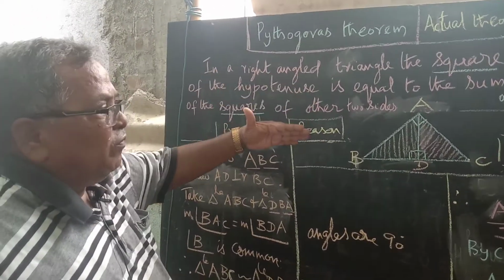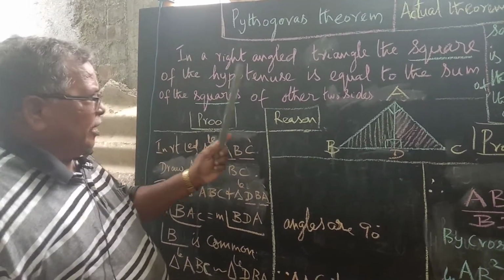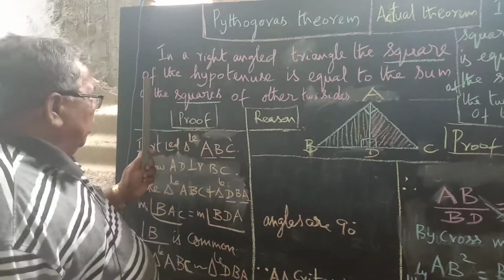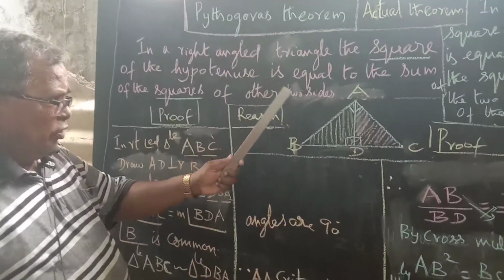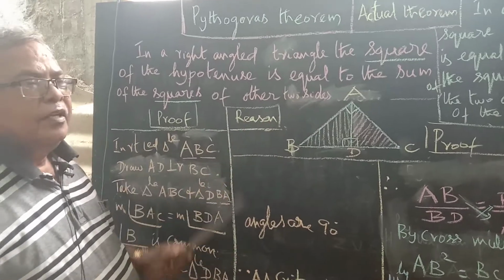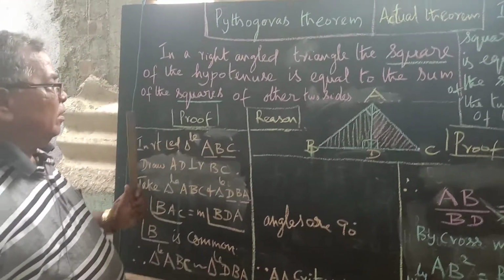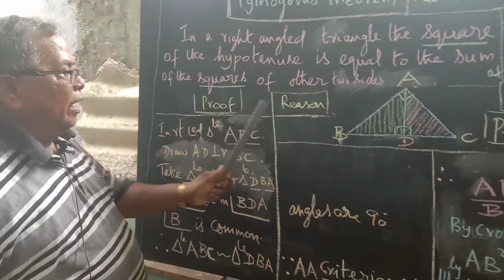Nowadays, the Pythagoras theorem is simplified in this way. In a right angle triangle, the square of the hypotenuse is equal to the sum of the squares of the other two sides. So this is the Pythagoras theorem. Okay. Now how to prove this theorem? Now take this proof and reason.